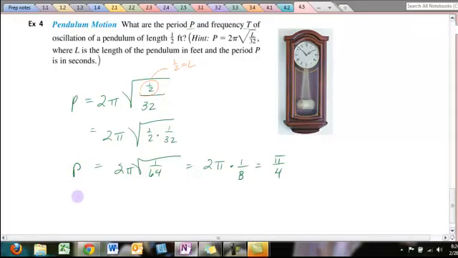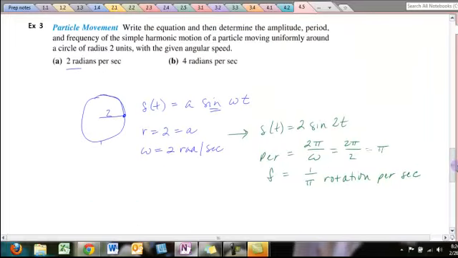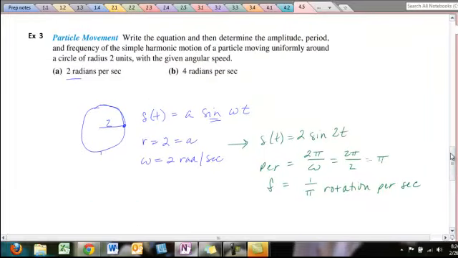The frequency would be the reciprocal of π over 4, so just 4 over π. Okay, so there's two more examples showing harmonic motion in something other than a spring, using particle movement and pendulum movement.